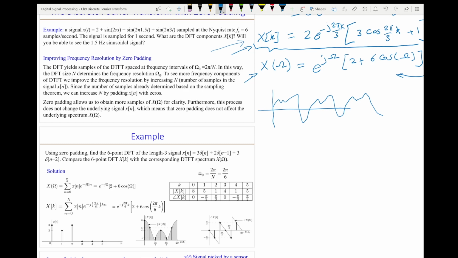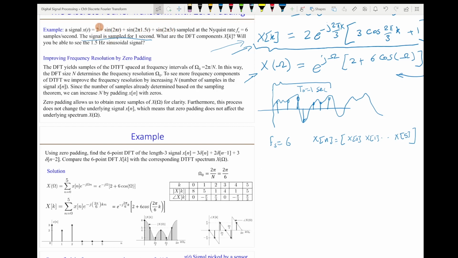Now they said the sampling rate is 6 samples per second. Also, they sampled it for 1 second. So probably they took something like this, 1 second. And they took these samples, 6 samples. Now the question is, with these 6 samples, x of n, x of 0, x of 1, all the way to x of 5, if you apply the discrete Fourier transform, will I be able to see all these frequency components, like the 1 hertz, the 1.5 hertz, the 3 hertz, and the DC?